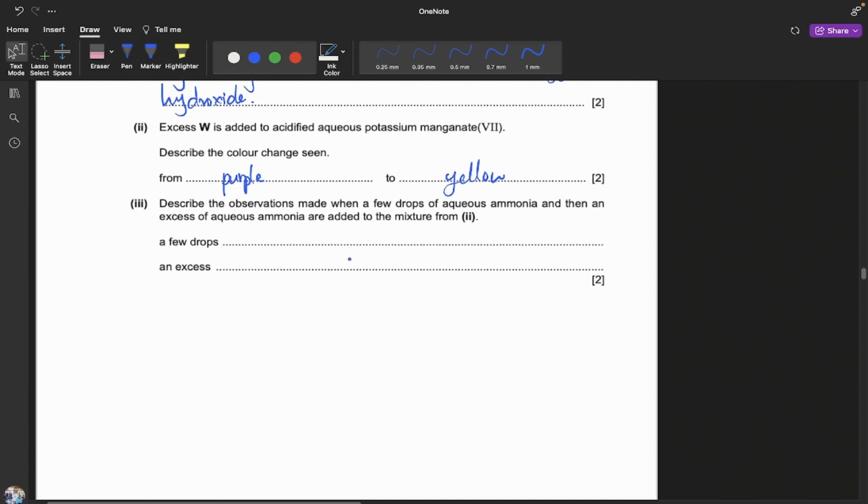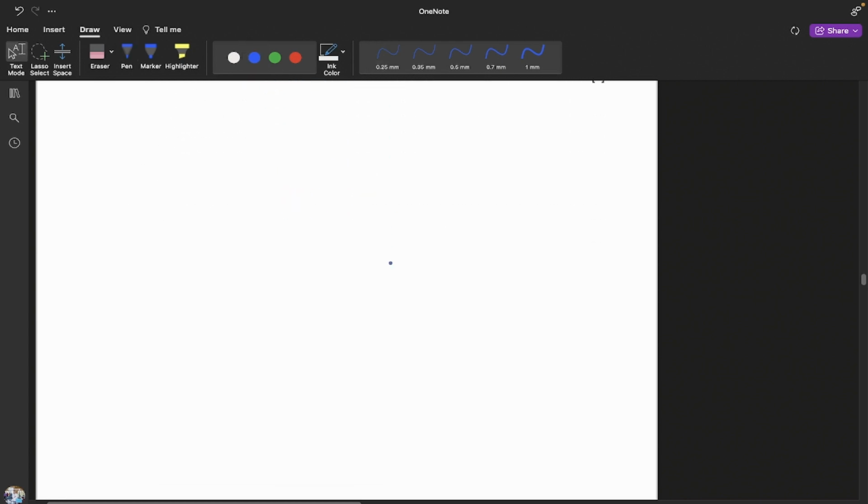Describe the observation made when a few drops of aqueous ammonia, then an excess amount of aqueous ammonia is added to the mixture. Few drops added means a red brown precipitate is formed, and when you add excess, no change can be observed. So you can say that it's insoluble in excess.